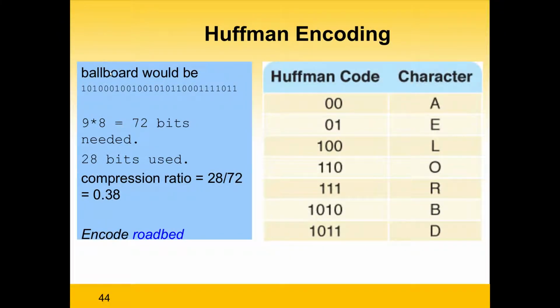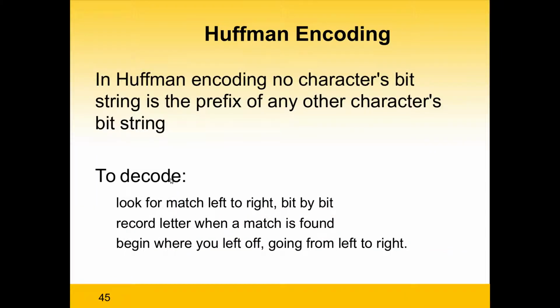Now, ball board has 9 characters times 8 bits per character. That will be a total of 72 bits needed without the Huffman encoding. But with the Huffman encoding, it would only take 28. So that gives us a compression ratio of 28 over 72, which is 0.38. That's a pretty good compression ratio. It's less than half. That's really good. In Huffman encoding, no character's bit string is the prefix of any other character's bit string, as you might guess, because you don't want it to conflict.